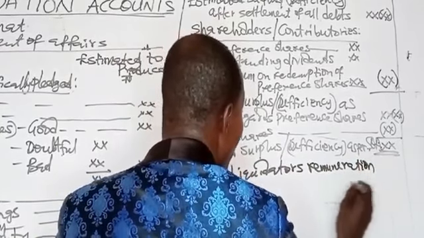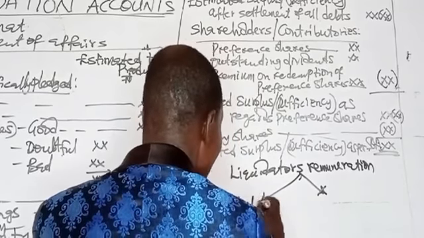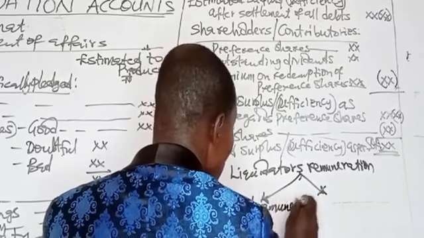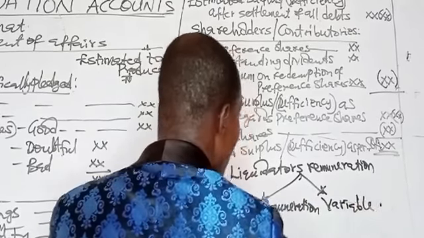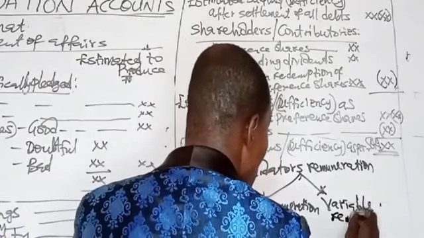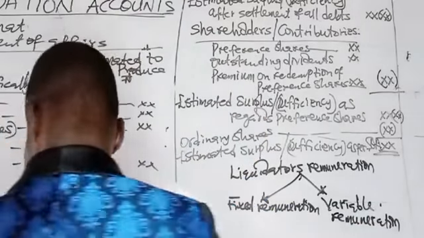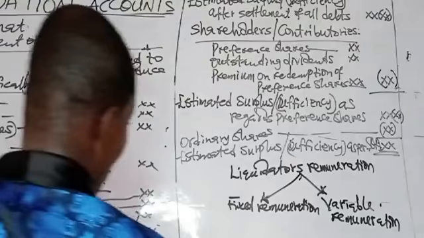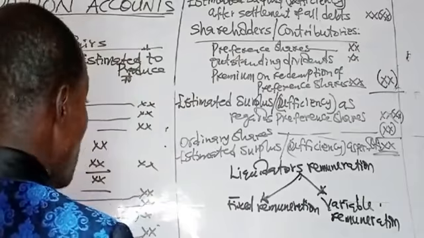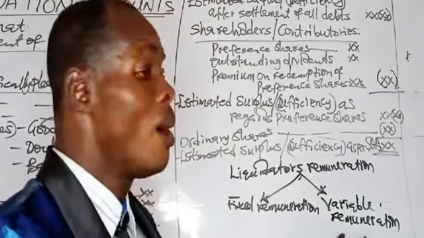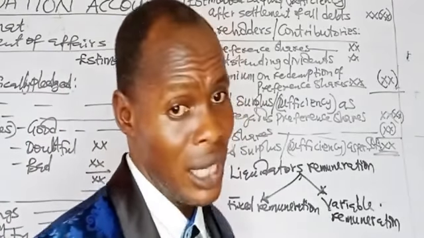Liquidator's remuneration will be divided into two. We have the fixed remuneration and variable remuneration. The fixed remuneration is a fixed amount which will be provided in the question. You'll be given that fixed amount that they are to be paid. The variable remuneration is usually calculated on the amount distributed to the members.